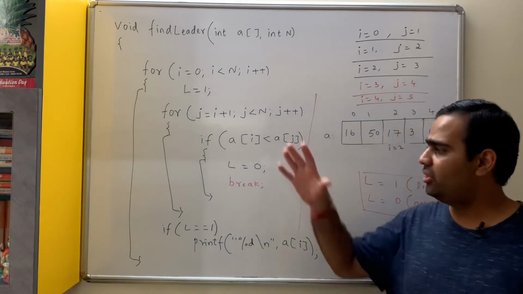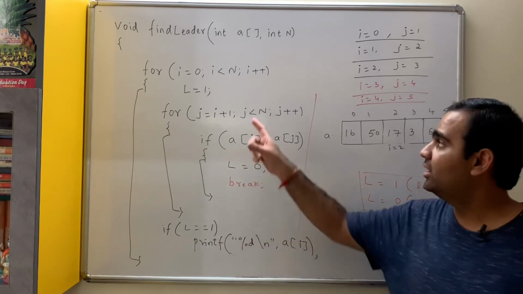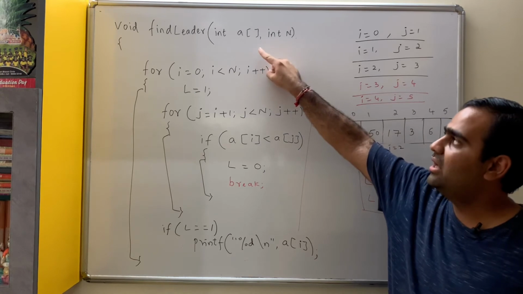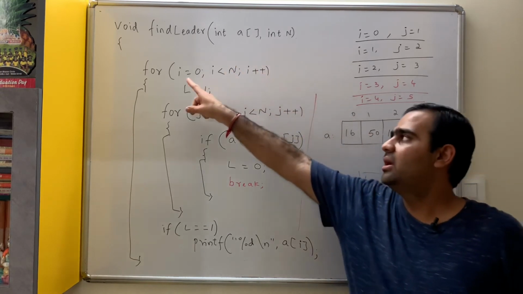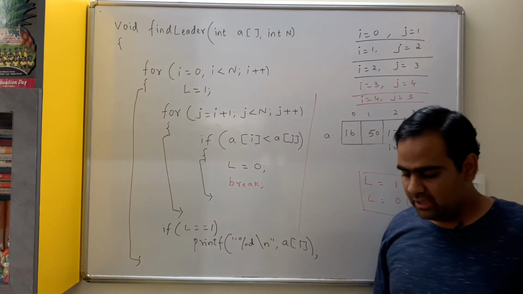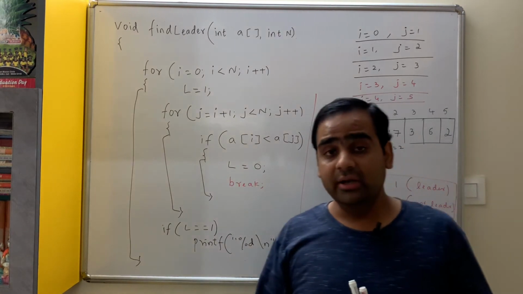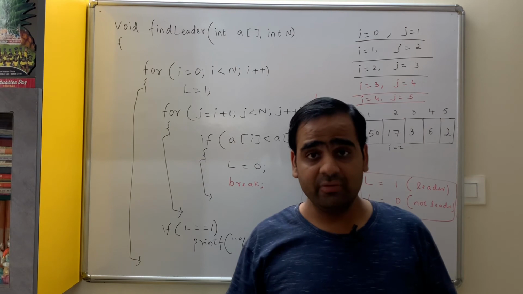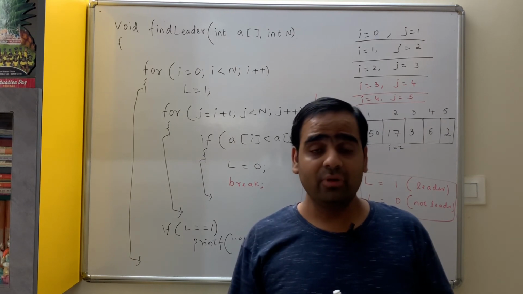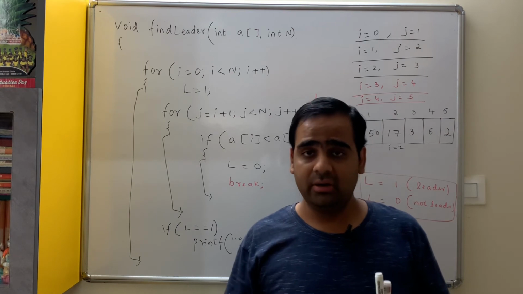Similarly, you trace it for each and every element of an array, you will get it, and declare all the undeclared variables like I, L, J, whatever I have used. This is the way we find leaders of an array. This is method 1. We have one more method I am going to discuss as well, and you have to write the code yourself for that method. Thank you.